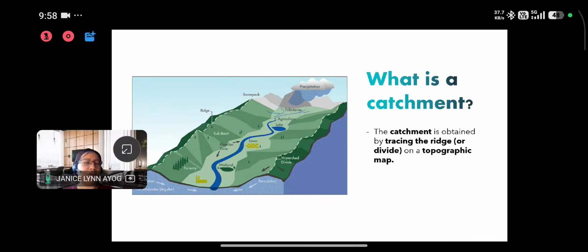But how do you define the catchment? The catchment is obtained by tracing the ridge. A ridge, if we translate that to Malay, is puncak, the top part of the bukit or gunung. So for example here, this is the boundary of the catchment.